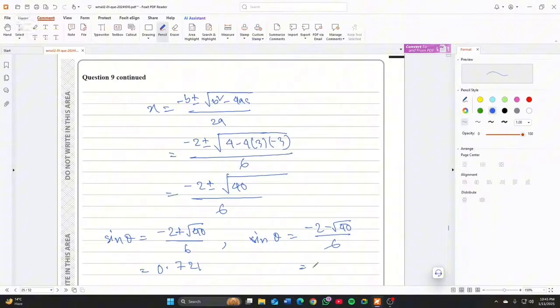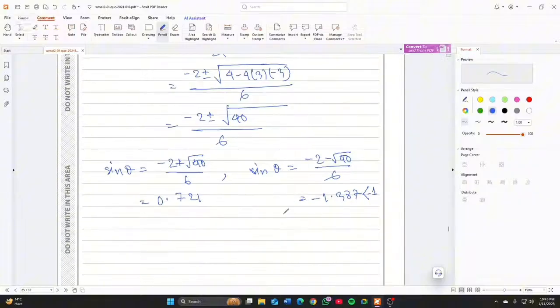This gives us minus 1.387. So since this is less than minus 1, and we know that the maximum and minimum values for sine theta are 1 and minus 1, this value is not applicable. So we will only use this other value.